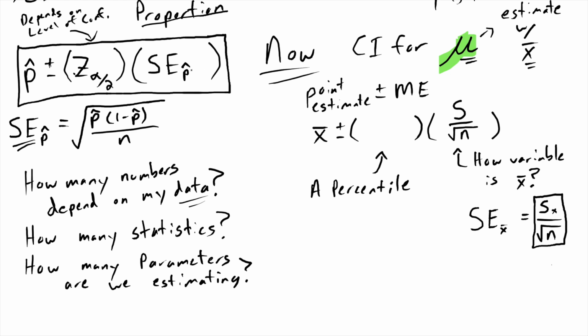So that's not included. What about p hat? Certainly, there's one. P hat is estimating the population proportion. P hat estimates p. And then the sample size, does that depend on the data?